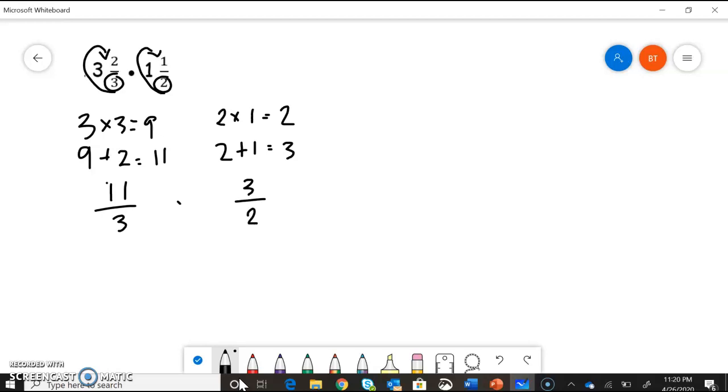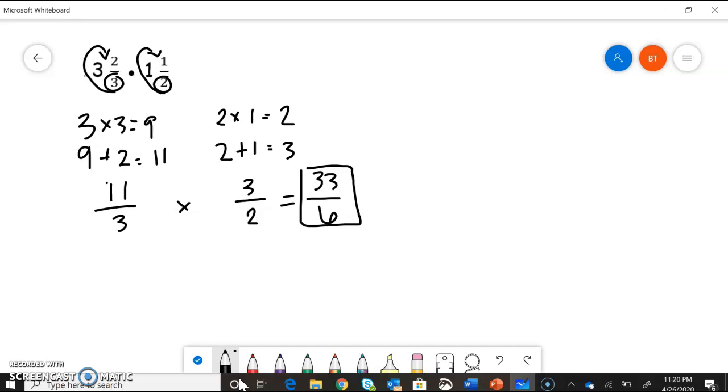So now we can multiply these. Remember, with these, we multiply straight across. So 11 times 3 gives us 33, and 3 times 2 will give us 6. We can't stop here, so what we need to do is simplify it, which means converting it into a mixed number.